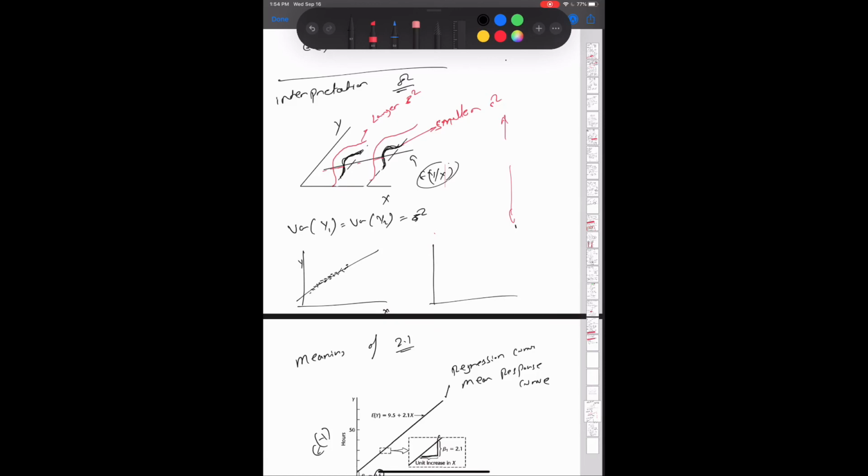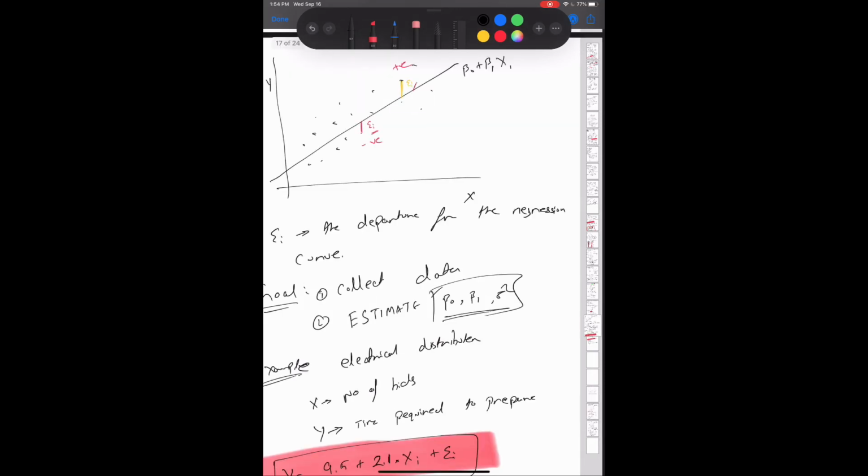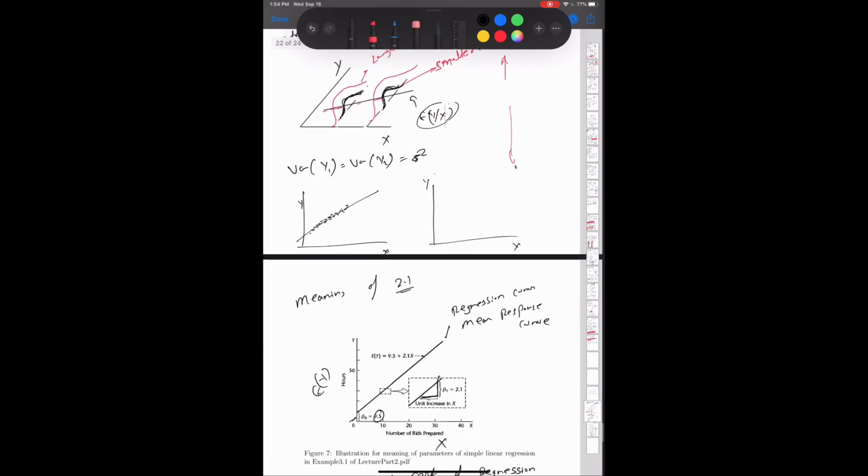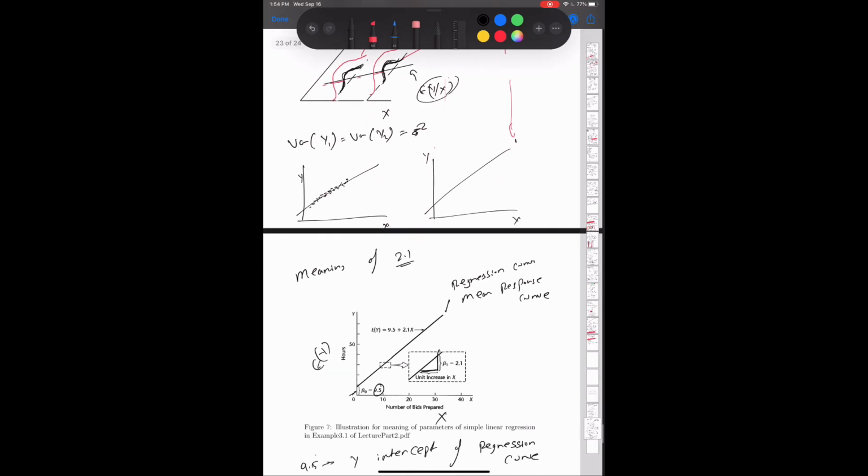If I have the same model and the same line, but larger sigma, then the variability around the line will be much larger. So where is the sigma? This is small sigma, or small standard deviation, or small variance. This is larger sigma. And if you have even larger sigma, the variability will change a lot. So how close y is to the regression line is defined by sigma.